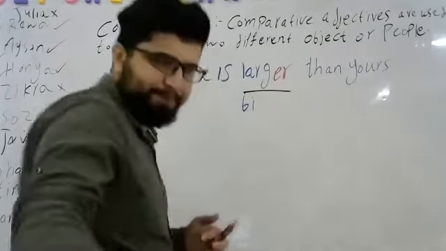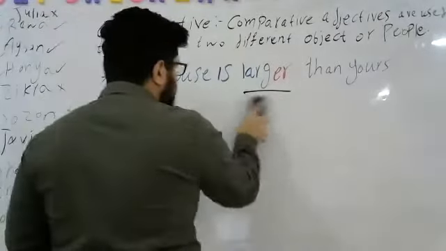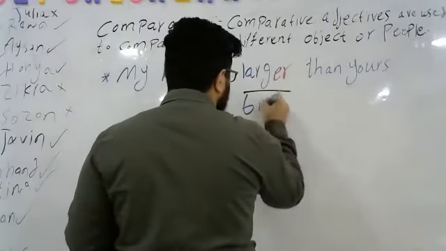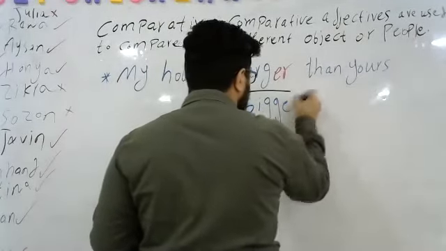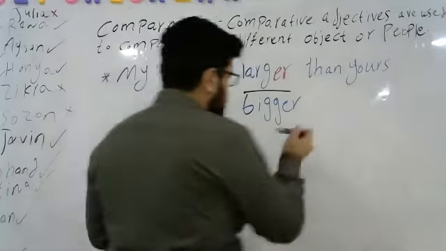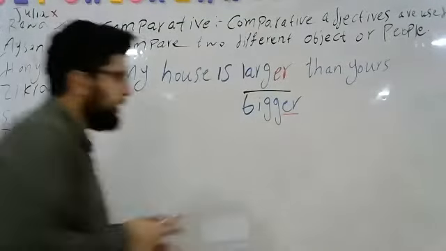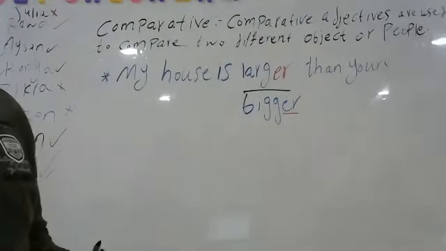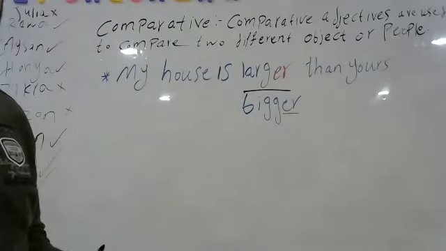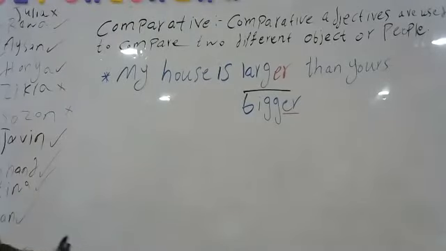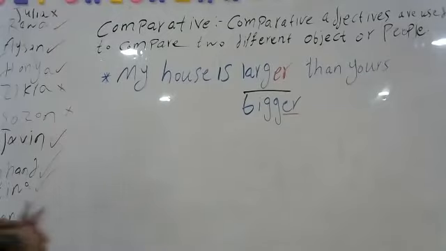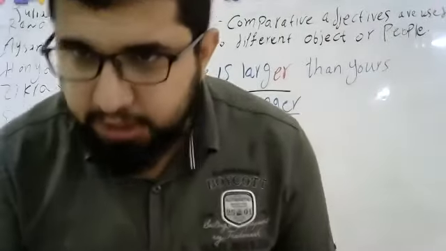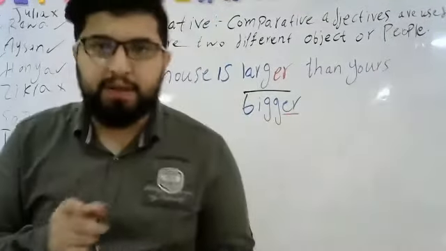Or we can say another example, just the same thing. My house is bigger than yours. So, how do we do that? First thing is to have an adjective. Don't forget, you should have an adjective.